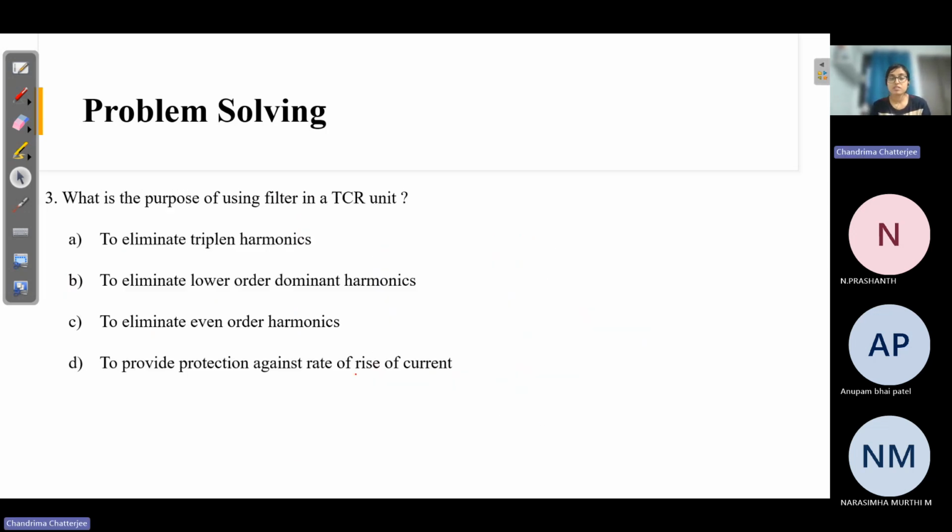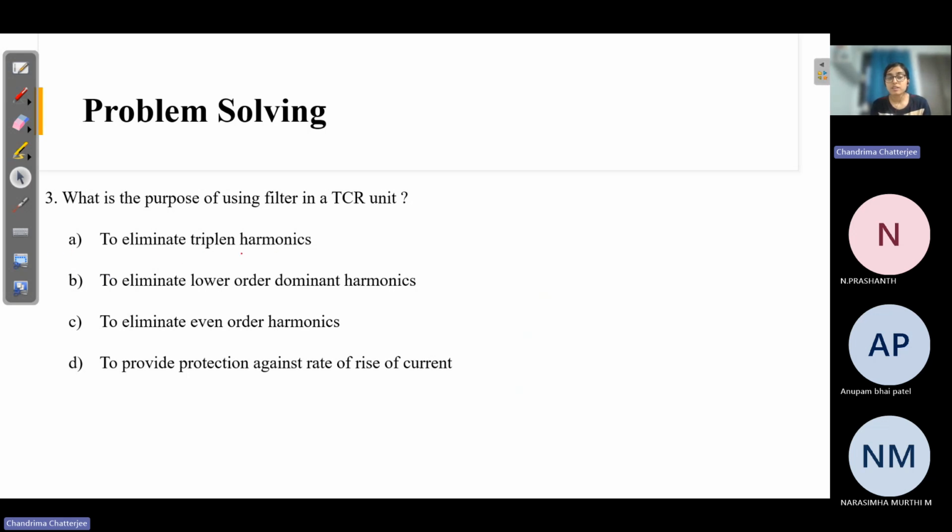So let's go to the next question. What is the purpose of using filter in a TCR unit? That we already discussed. While the thyristors are conducting partially, they are not conducting throughout the cycle. In that case, the current is non-sinusoidal. It has a fundamental component along with some harmonics. And we want to get rid of these harmonics. That's why the filter circuit is used.